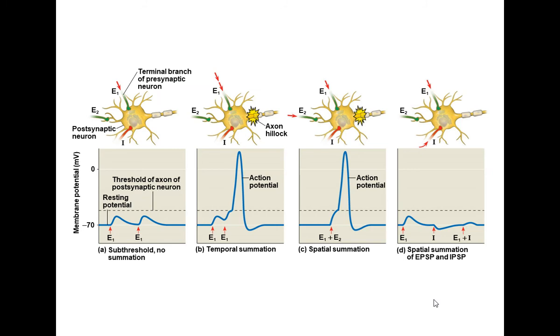In letter C, we have two different presynaptic neurons hitting the same postsynaptic membrane. And together, when they were summed together, spatial summation, we have the action potential that was generated from the threshold being met. In letter D, we have E1 undergoing its potential and depolarizing the membrane of the postsynaptic membrane. Then we have an I, which is hyperpolarizing the membrane. And when you combine those two together, you have not reached threshold. So there is no summation event and there is no action potential that occurs.